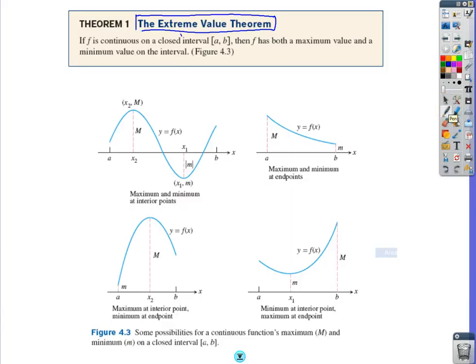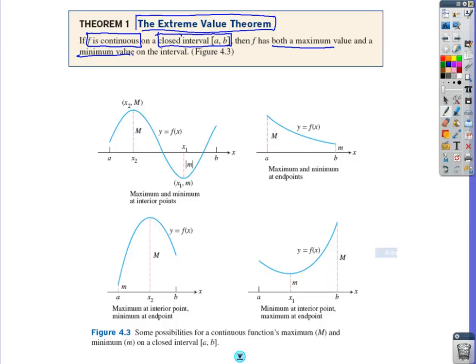So if I want to prove something about the extreme value theorem, first I need to show some stuff. I first need to show that my function is continuous. And then I need to show that it is on a closed interval. And if I show those two things, guess what? I get to say that there's both a maximum and a minimum value on the interval. Now that's pretty powerful. If I'm able to show the function is continuous and on a closed interval, then I know for a fact that there's an absolute max and an absolute minimum.